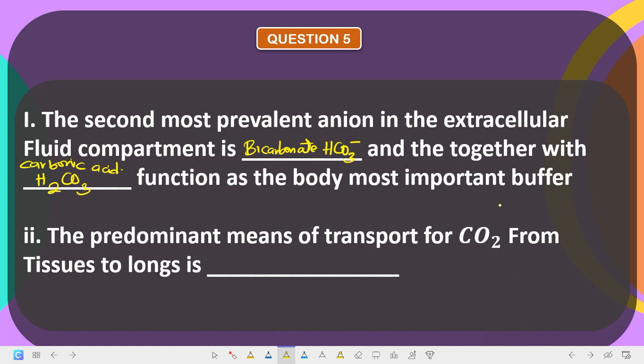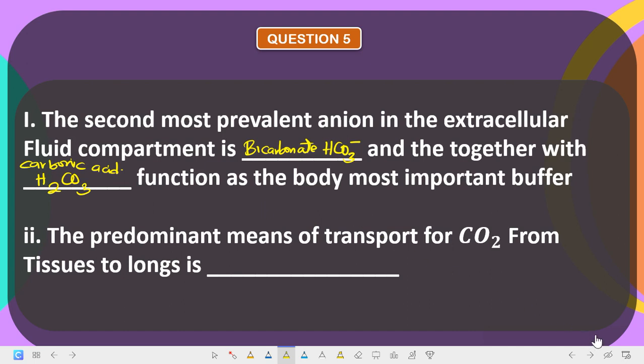Now, what does a buffer do? A buffer is a mixture of a weak acid and its conjugate base, or the salt of that acid, that tends to resist the change in pH of the body. The physiological pH for the human body is 7.4. So the bicarbonate buffer and the carbonic acid help to absorb an excess of an acid or an excess of a base to maintain the pH at 7.4, so that there won't be an increase and there won't be a decrease. So the second most prevalent anion in the extracellular fluid compartment is the bicarbonate ion.